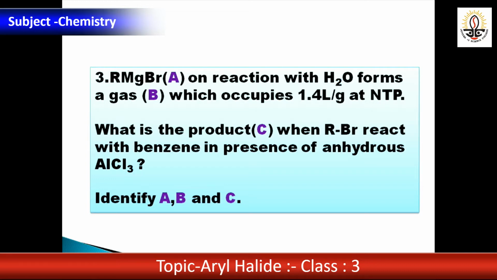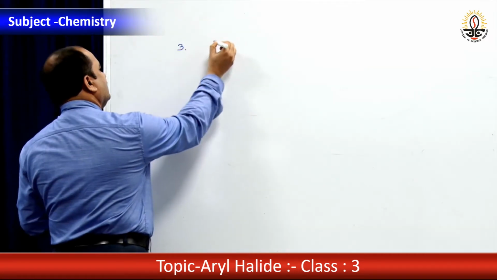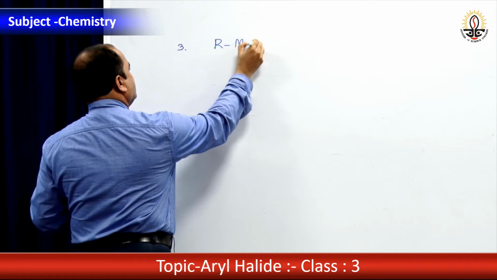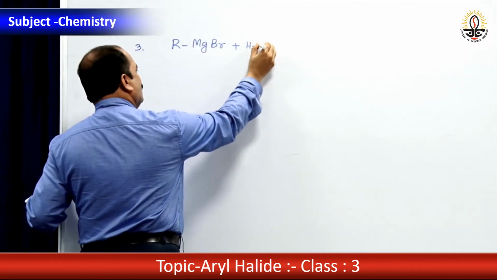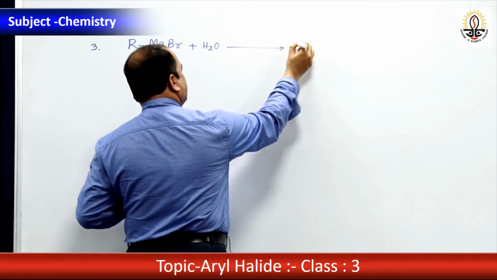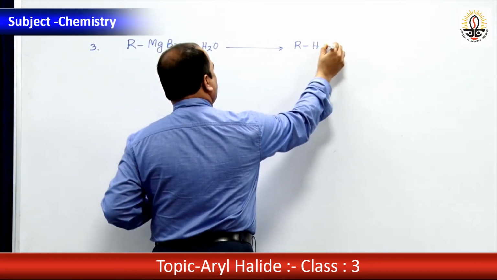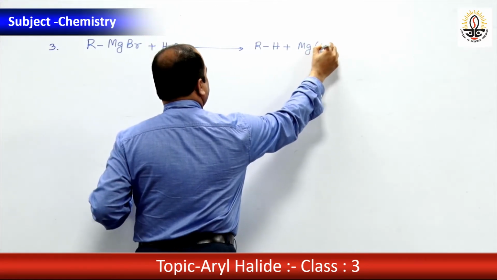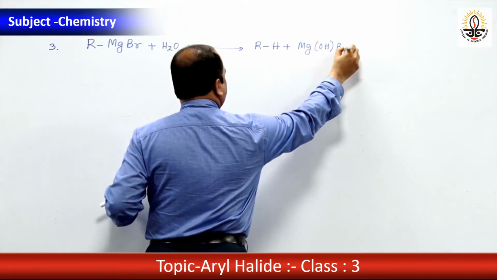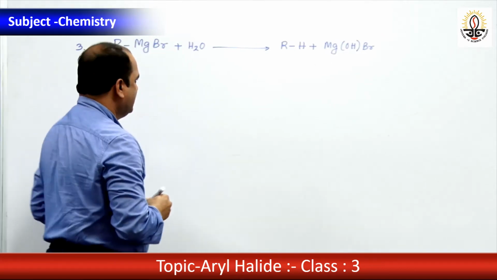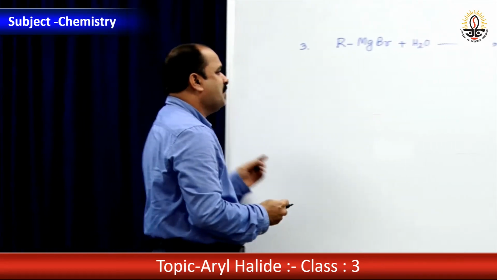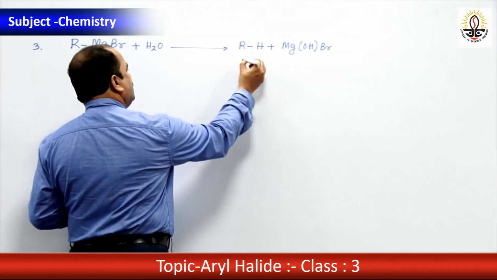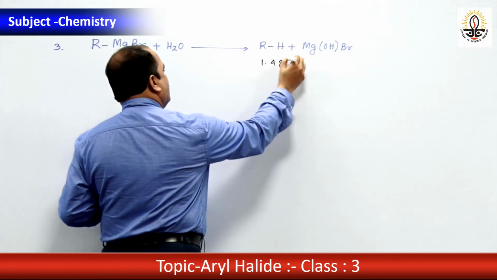The question is RMgBr reacting with H2O. RMgBr, Grignard reagent, plus H2O gives RH, an alkane, plus MgOHBr as byproduct. In this reaction, the liberated RH is 1.4 gram per liter.